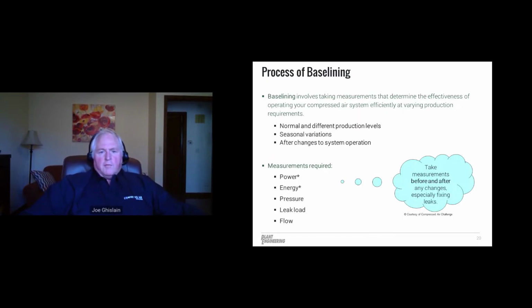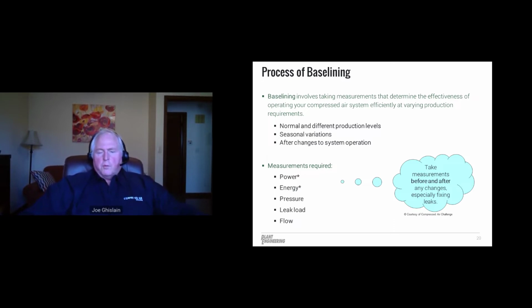So really the process of baselining, when you want to take it, it's really to understand the effectiveness of your compressors and your compressed air system. And so you're going to do it during normal and different production levels. So that's going to be weekends, holidays, shift to shift, whatever that may be, and whatever changes the energy pieces. Because again, the compressors have to react to whatever the demand is. It's a supply and demand relationship.